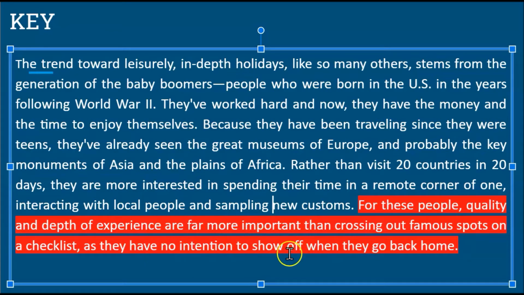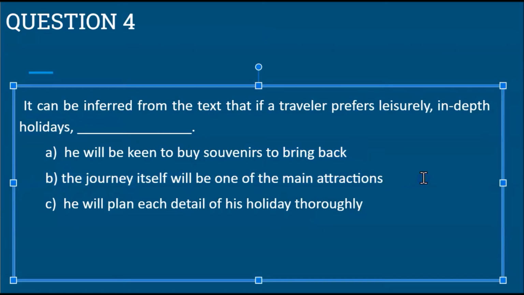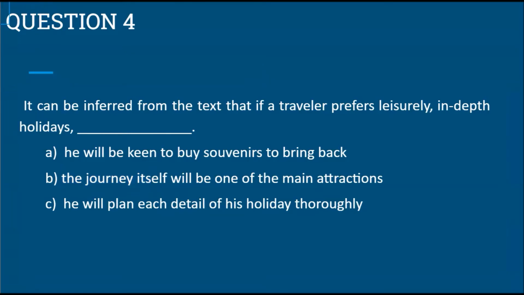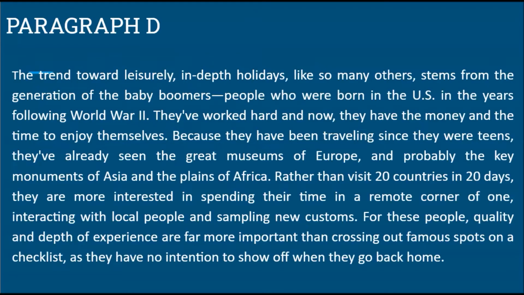In line with these lines here, we can now go to the question and see that choice B is the correct choice. The journey itself will be one of the main attractions. So the focus is on the journey, not on the places. This is question 5. Now you can pause the video and read the question carefully. If you finish reading the question, now we can continue with the paragraph where you will find the correct information. Now you can pause the video. Now let's go to the key.